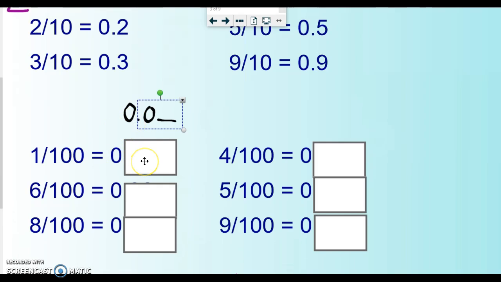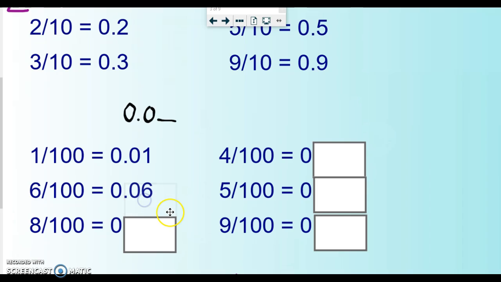So for this very first fraction here, this is going to be 1/100th. So just as it says, I'm going to put a 1 right there. It's 0.01. Same for this one, I now have 0.06, 6/100ths. Friends, I'm going to give you about 15-20 seconds. You need to fill out the next four, put them on your board, and be ready to share.